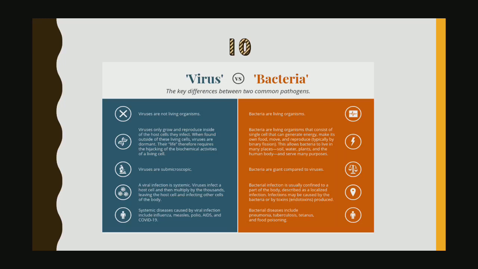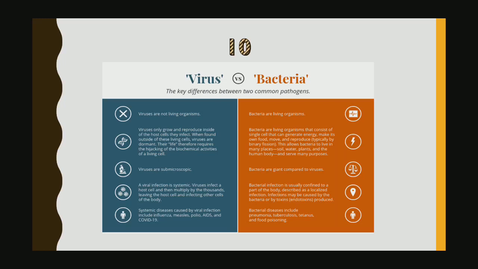Next, viruses are submicroscopic. Bacteria are giant when compared to virus. Next point, a virus infection can multiply thousands, leaving the host cell infected from other cells of the body. That is, virus infection is a systemic disease, whereas bacterial infection is a localized disease, as I told you before. Some of the systemic diseases caused by virus include influenza, measles, polio, AIDS, and the latest trending topic, COVID-19. Bacterial disease causes pneumonia, tuberculosis, tetanus, and food poisoning. One more fact which I would like to tell you is there are no drugs for virus. So virus has to be encountered by the immune system. The immune system has to develop in such a way that it can encounter the virus.